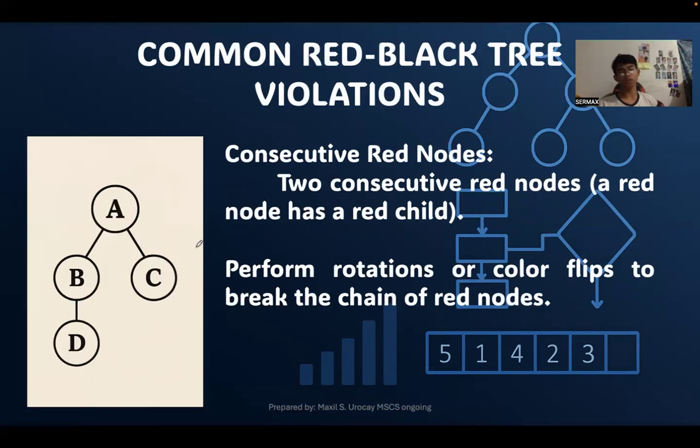Now, the common red black tree violation: there will be consecutive red nodes. Two consecutive red nodes, a red node has a red child. Say for example here, this is black, this is red.